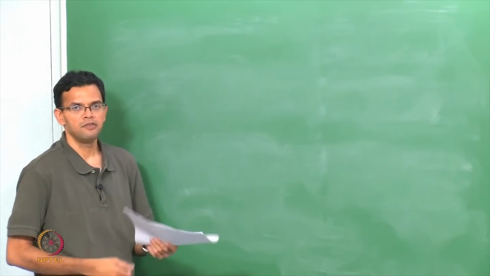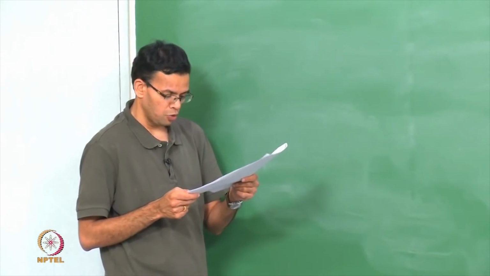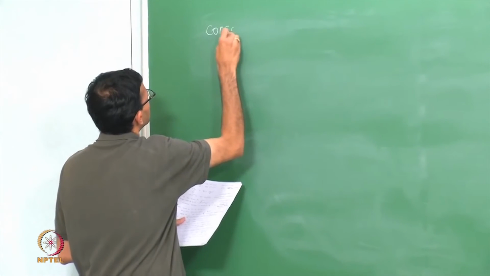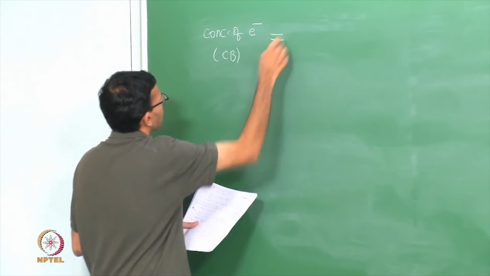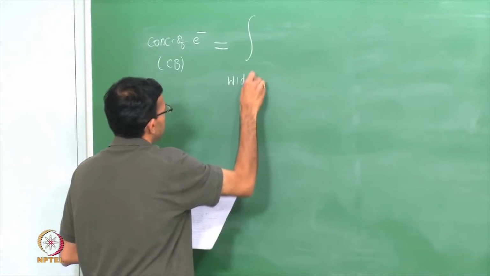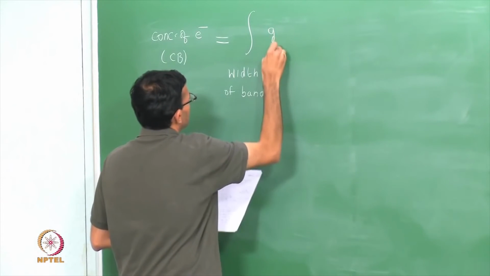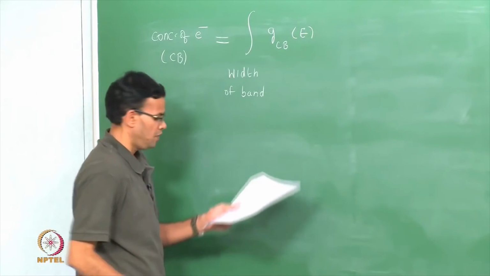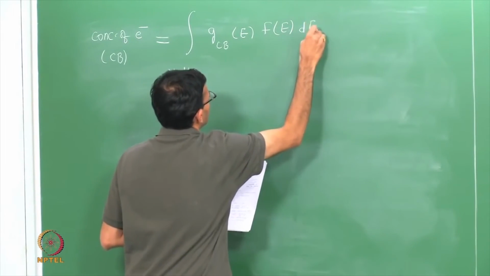In the last class we looked at the concept of the density of states and the Fermi energy. Putting those two concepts together, you can say that the concentration of electrons in the conduction band is nothing but the integral over the entire width of the band of the density of states in the conduction band, I call that GCB of E, times f of E dE.